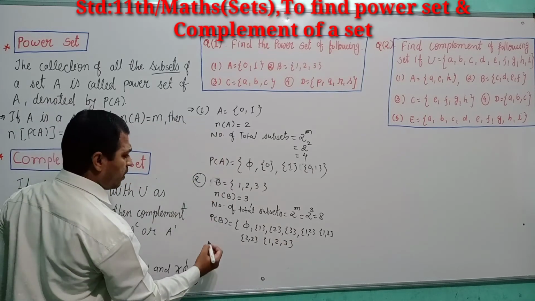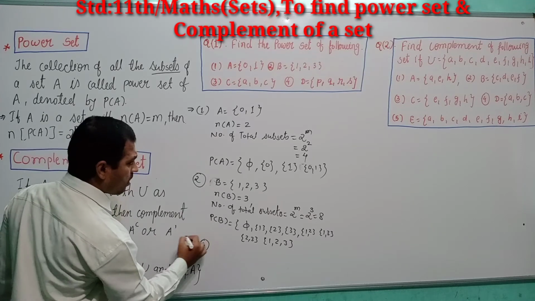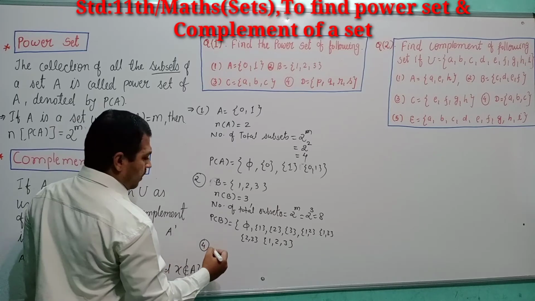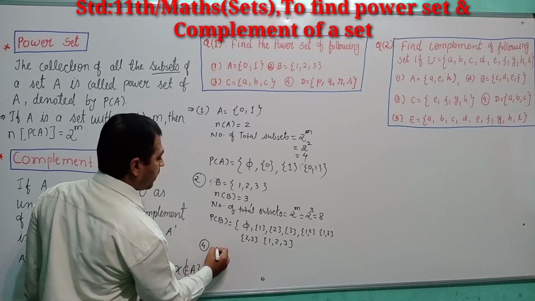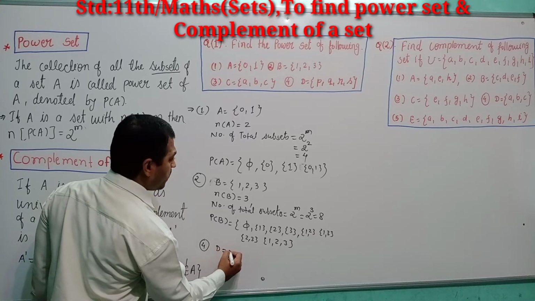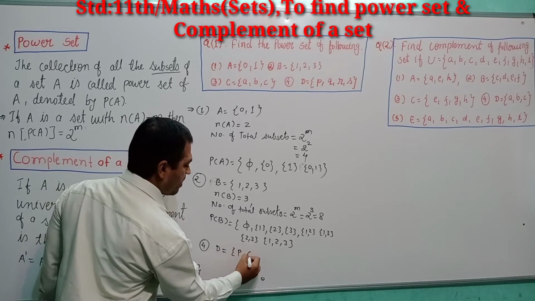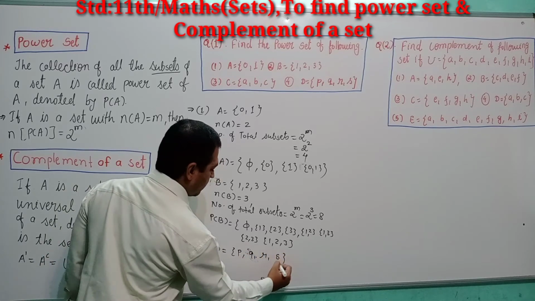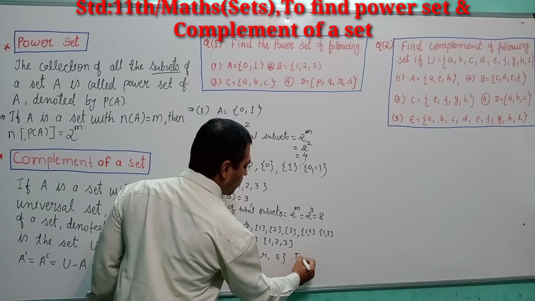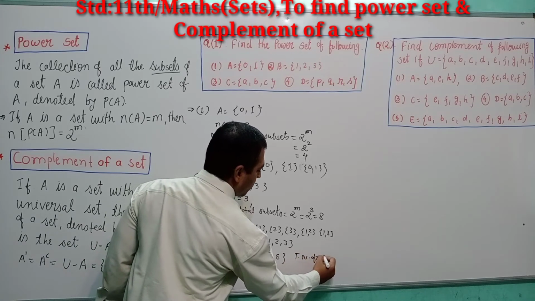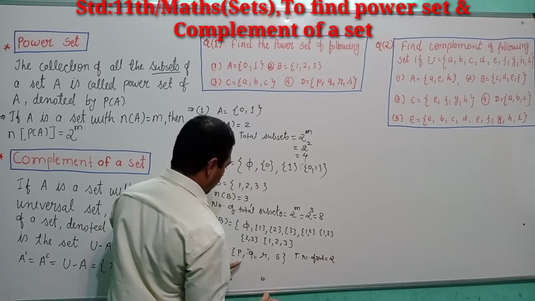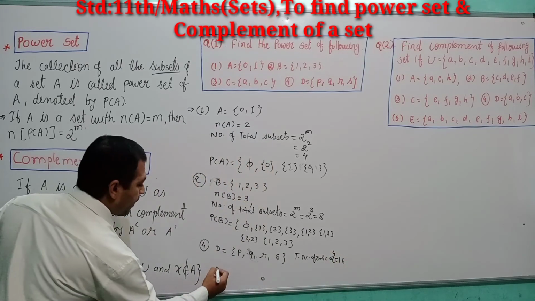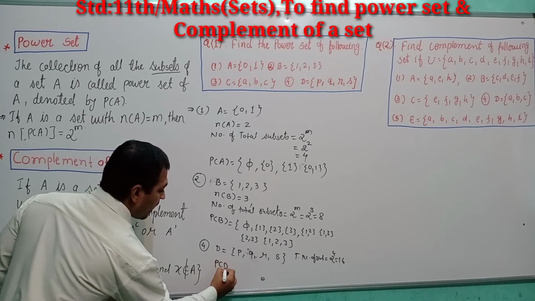In question number 4, you can see that the set D is equal to {P, Q, R, S}. So the total number of subsets will be 2 to the power 4, which is equal to 16. So we will find out the power set of D.